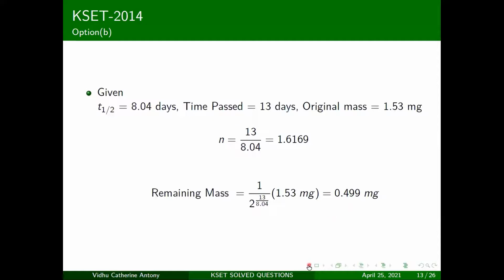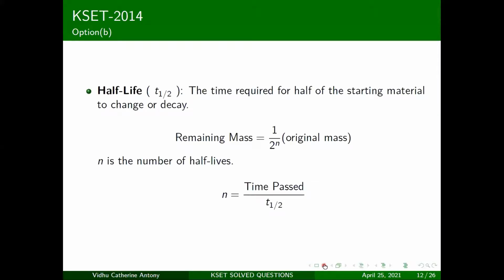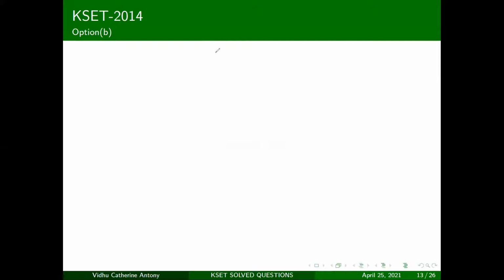But what do you do if you don't have a calculator? How do you go about solving this? So what do we have? We have 1 divided by 2 power 13 divided by 8.04, times 1.53 milligrams. Now, whenever you're looking at exponents, it's going to be hard, so try to avoid calculation as much as possible.